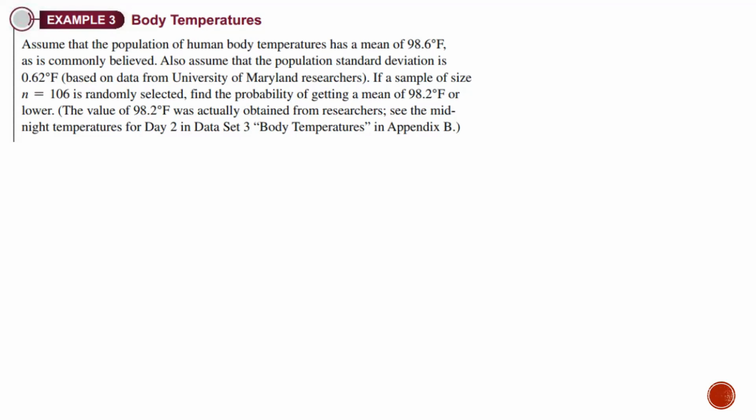So let's take out some information. It is widely believed, based on previous research, this is common knowledge, that the mean body temperature of human beings is 98.6 degrees Fahrenheit, and that the standard deviation is 0.062 degrees Fahrenheit.